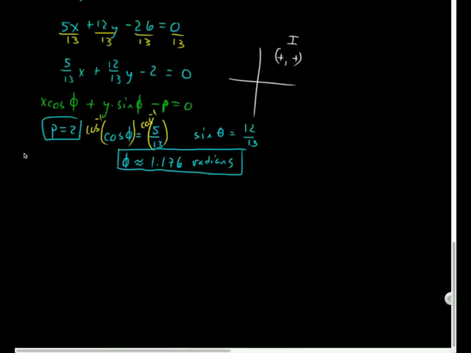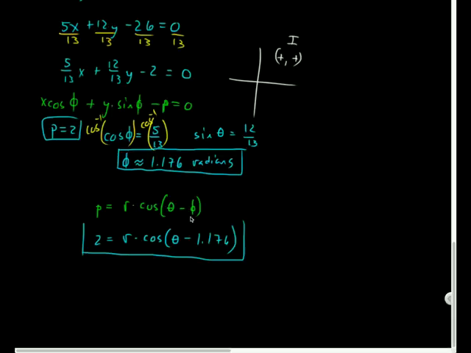I'll write polar form again for us. It's p equals r times the cosine of theta minus phi. Plugging in what we know, I get 2 equals r times cosine of theta minus 1.176. Here, it doesn't look all that helpful to us since this is a new form, but if I viewed the whole world from the view of an angle and a distance, this is how I'd represent a line.